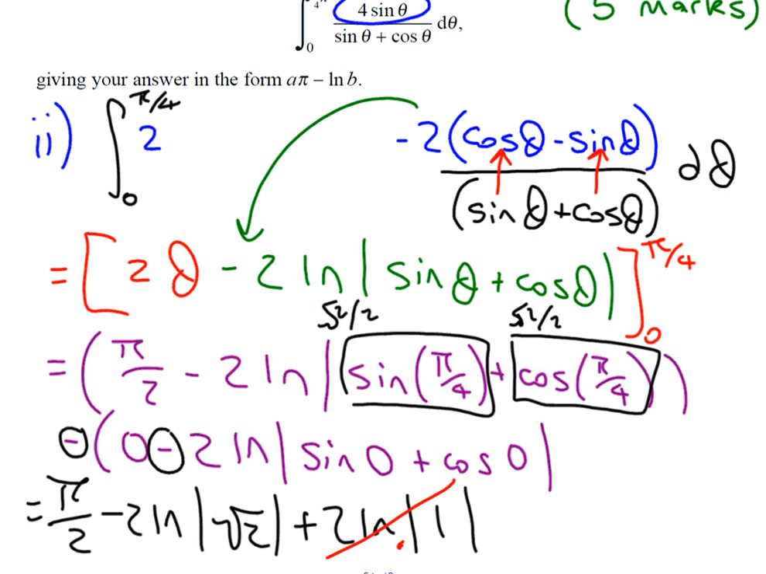So hence our final answer, pi over 2, take away 2 ln root 2. We don't need the modulus sign now because we know that root 2 is positive anyway. So you don't actually need that.